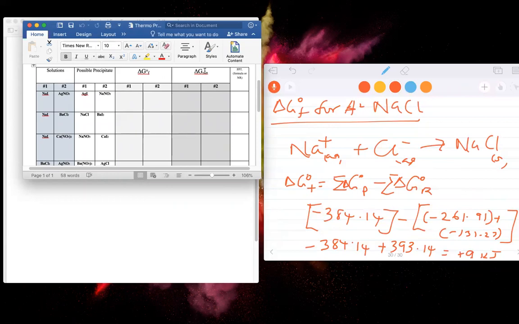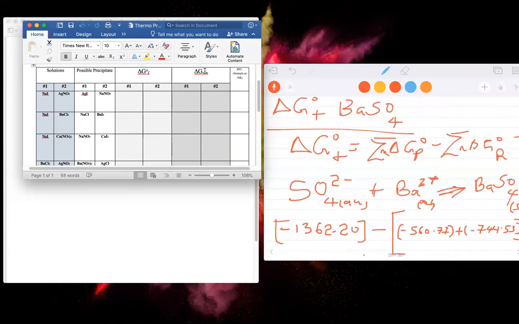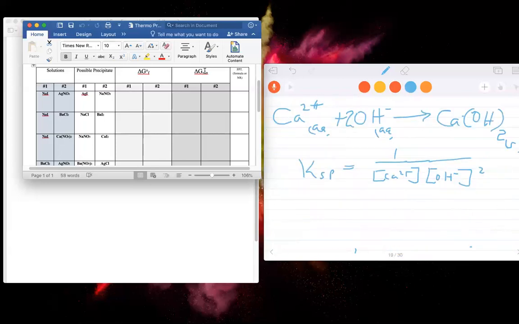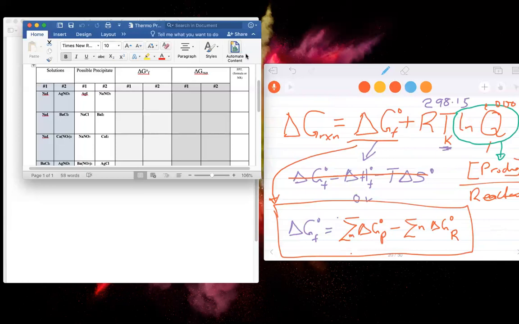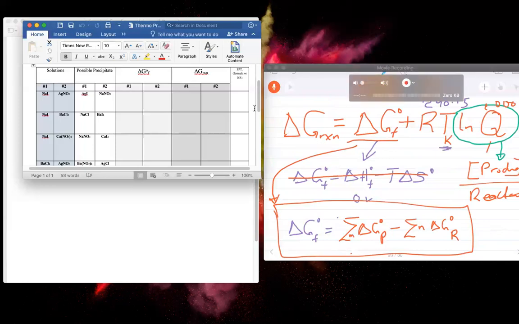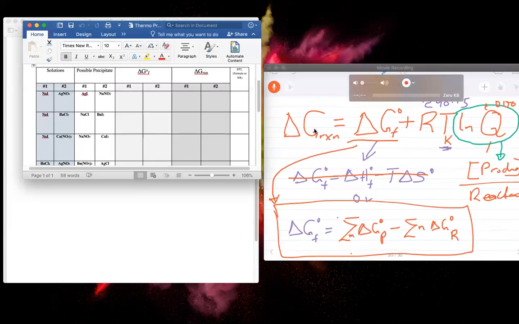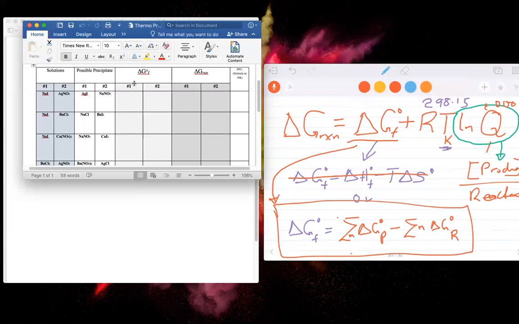And remember, for this non-standard state, we use the equation. Let's go back all the way. It's right here. Look at the iPad right here, the little screen right here. To get this term right here, use this equation. You already found this. That's why you have to do it for each salt.